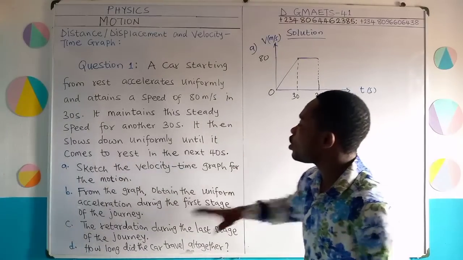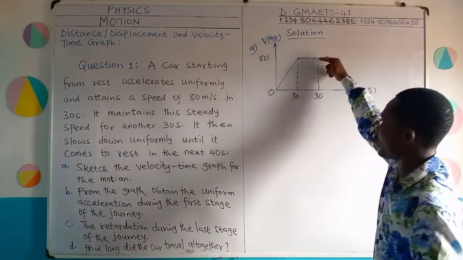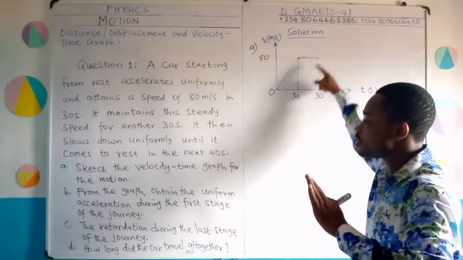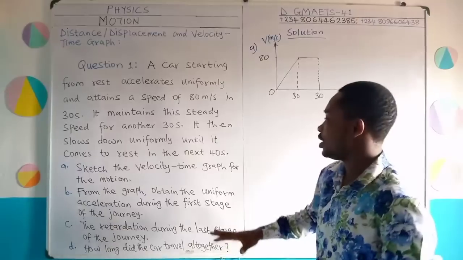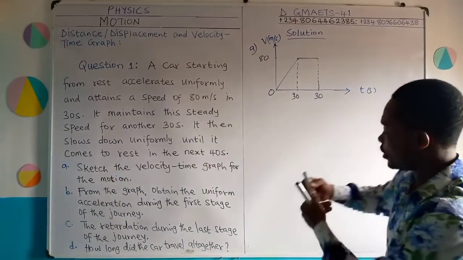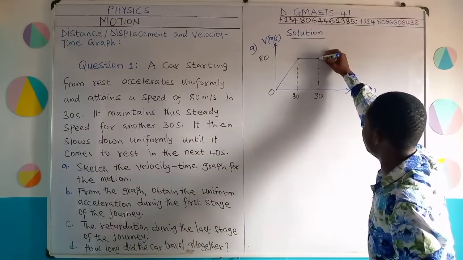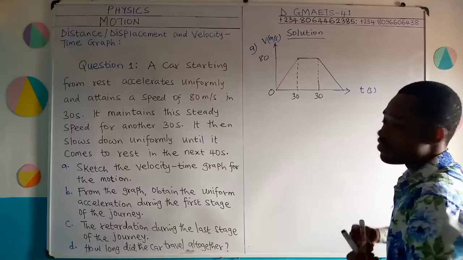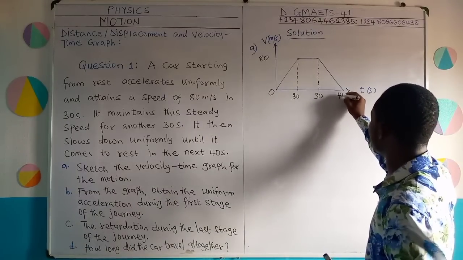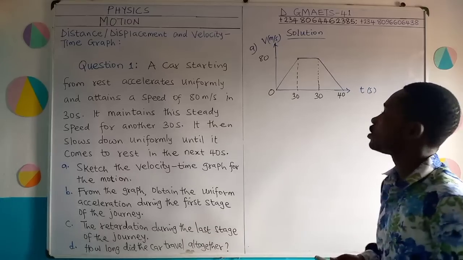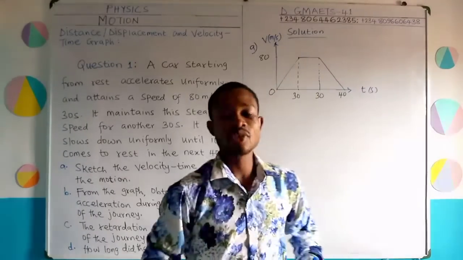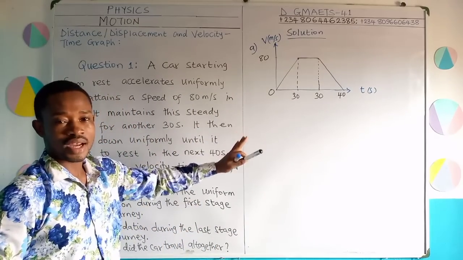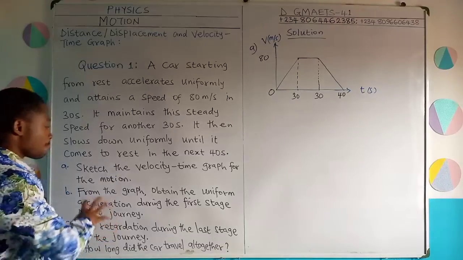Now, it then slows down uniformly. So from here, after maintaining that 80 meters per second speed for another 30 seconds, the car now slows down uniformly until it comes to rest in the next 40 seconds. So from here, I'm going to draw down something like this. This is slow down motion, retardation, for another 40 seconds. So let me place 40 here, 40 seconds. This is the velocity time graph of the car. This is the motion described. Is that clear? Alright, we are done with the first part.